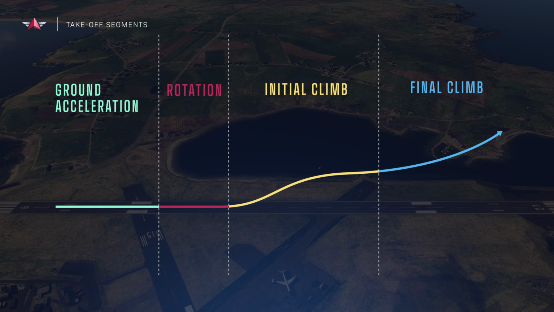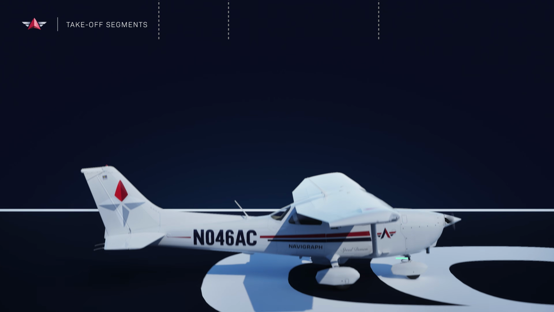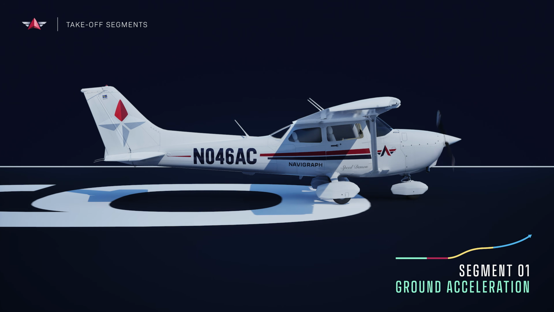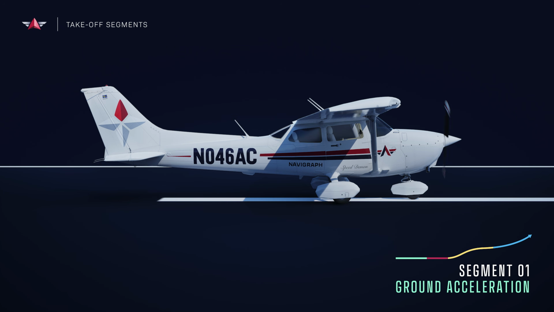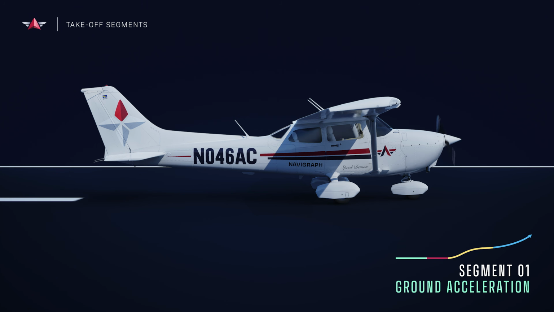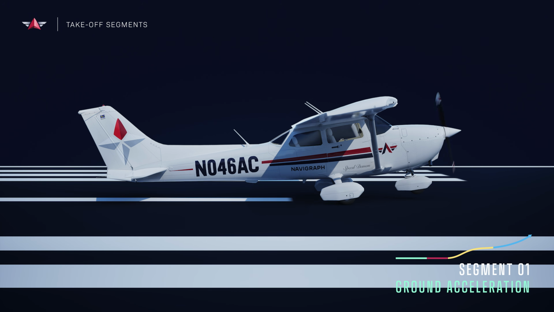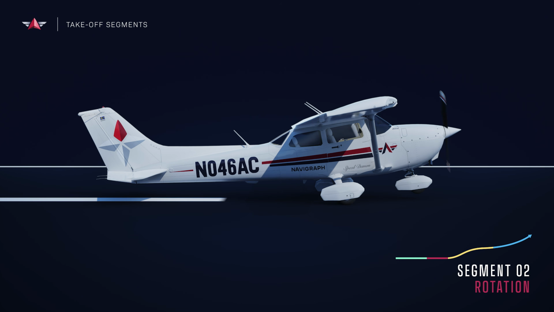First, we have the ground acceleration segment. In this part of the takeoff sequence, the aircraft is building up speed, and the goal is to achieve enough lifting force to overcome the weight of the aircraft and lift off. As the aircraft reaches the airspeed required for liftoff, the nose needs to be raised to achieve a large enough angle of attack to achieve the required lifting force. This pitch-up segment is called the rotation segment, as it involves rotating the aircraft to a liftoff attitude.